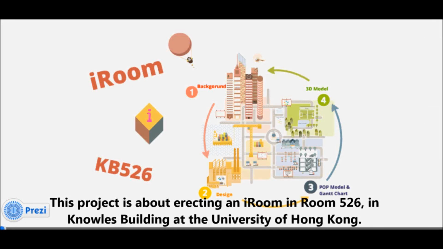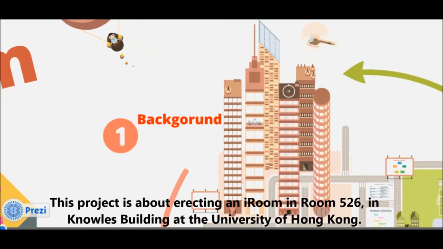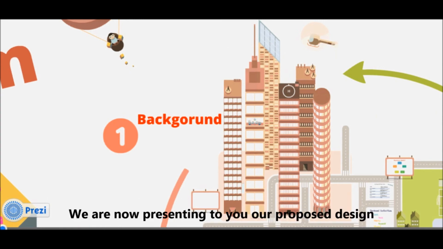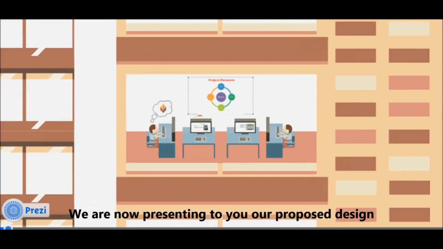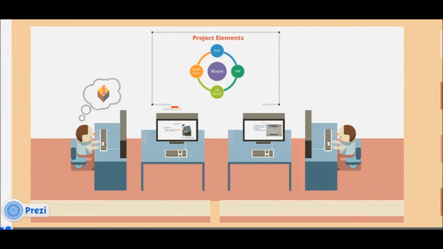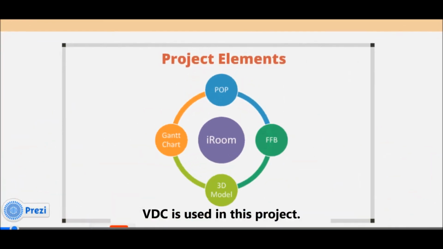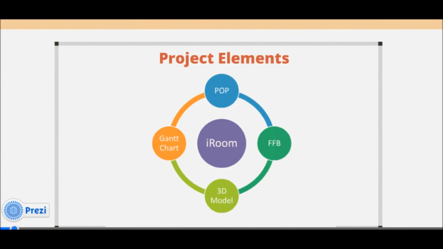This project is about erecting an I-room in room 526 in Knowles Building at the University of Hong Kong. We are now presenting to you our proposed design, using some virtual design and construction methods and building information modeling. VDC is used in this project.